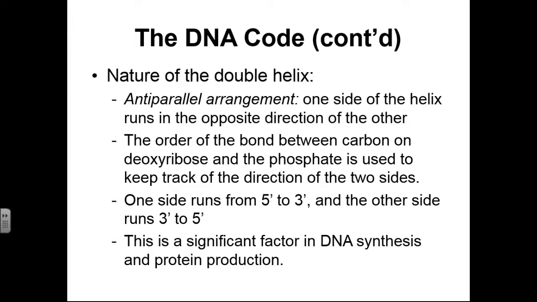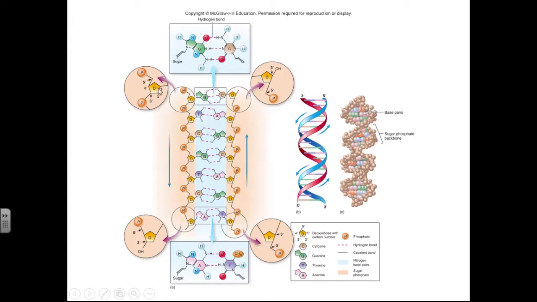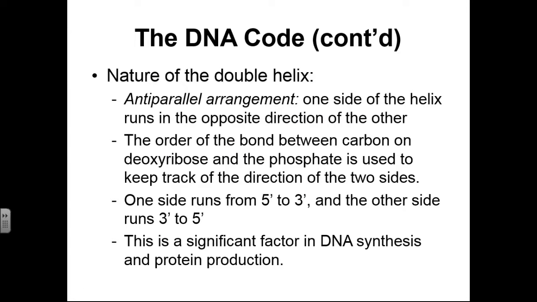The order of the bonds between the carbon on the deoxyribose and the phosphate is used to keep track of those 2 sides, those 5 prime carbons to 3 prime carbons. And that's some organic chemistry nomenclature, where we have the 1 prime carbon, 2 prime carbon, 3 prime, 4 prime, and then 5 prime carbons on those deoxyribose sugars. This anti-parallel arrangement on the DNA is a very significant factor in terms of reading the genetic information and then synthesizing new strands of DNA. Because when we're making the new strands of DNA, we need to conserve this anti-parallel arrangement or take this into account.